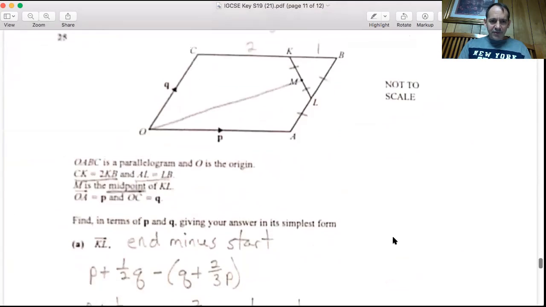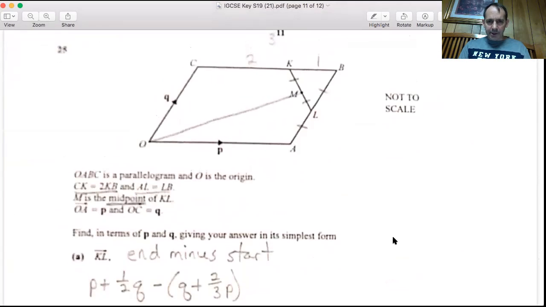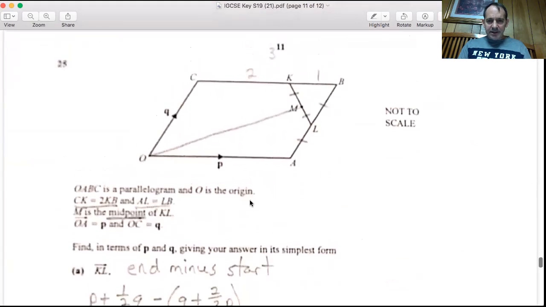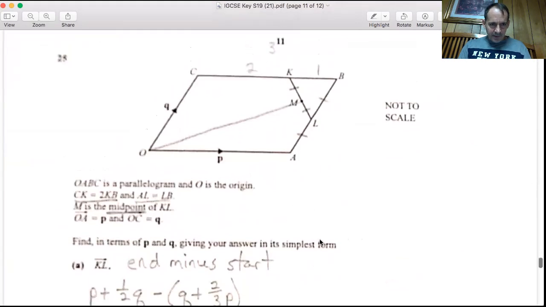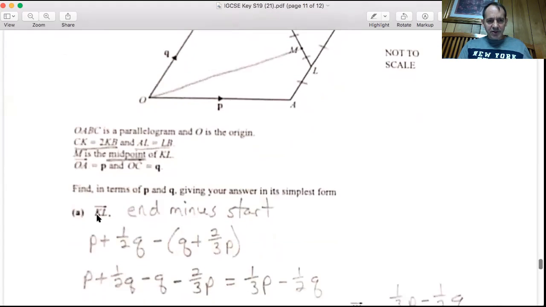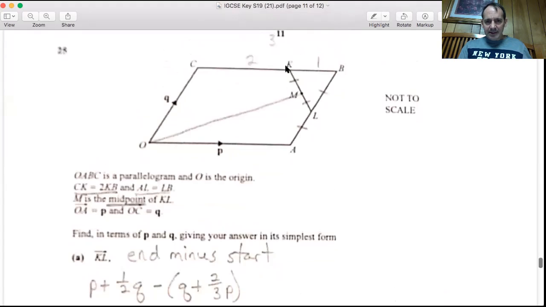Moving on, 25. Sorry, this one is a little blurry, but this is using vectors from this diagram. And it tells you about the diagram here. Here's Q, vector P going this way, and here's your diagram. So in the first part, it wants us to go from K to L. K to L, pay attention to your direction. It's going this way from K to L.